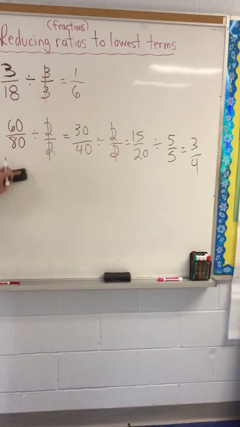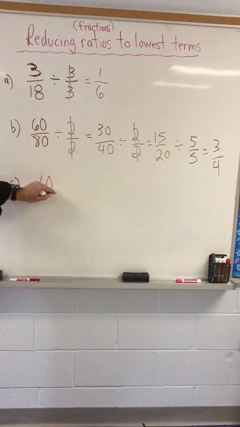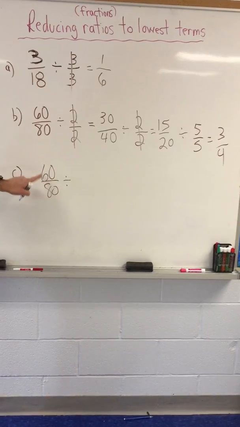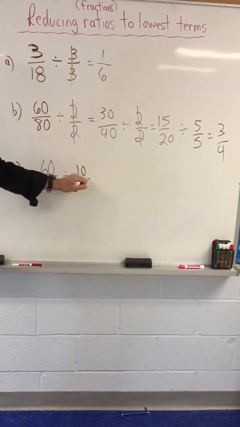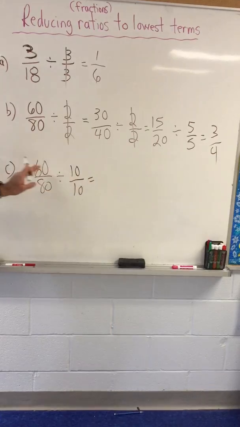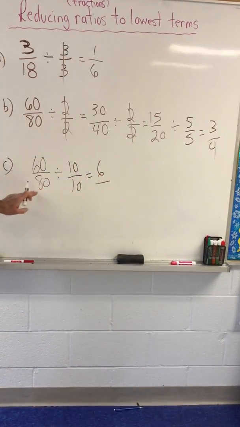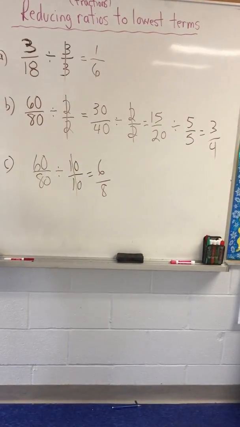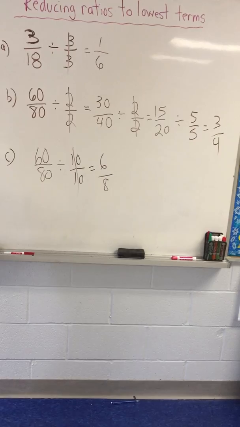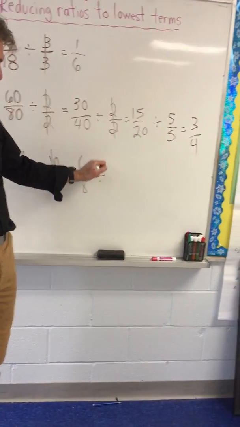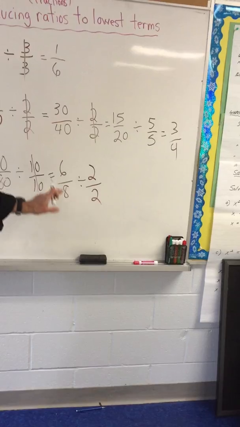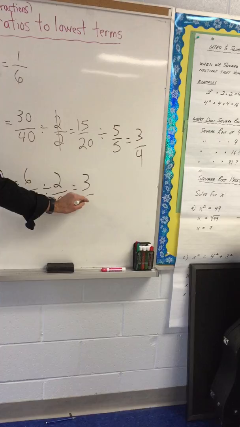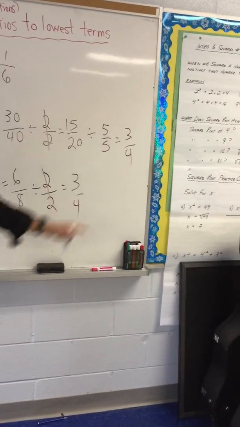Just to show you how we can do this differently, but you'll always end up at the same spot. If I take 60 over 80 and say, well, 10 goes into both of these, I'll divide by 10. 60 divided by 10 is 6. 80 divided by 10 is 8. Get rid of that. Now I can say which number goes into both of these evenly. Well, 2 would go into both of them, and that's the only number I can see. 6 divided by 2 equals 3. 8 divided by 2 equals 4. And we end up at the same place.